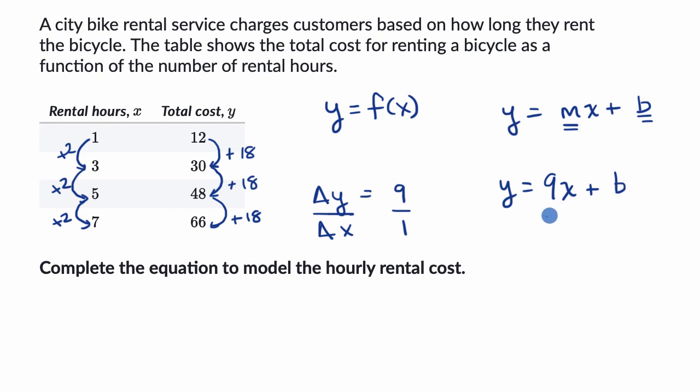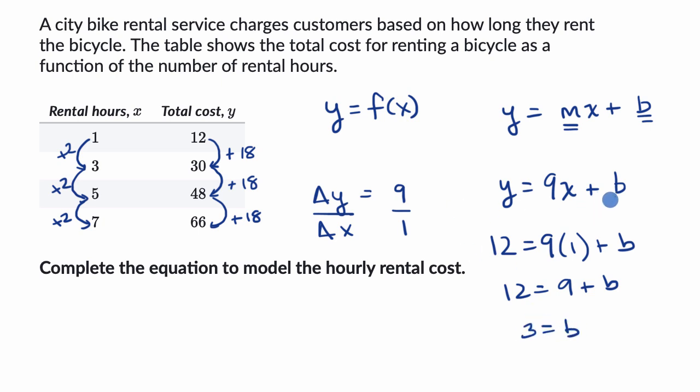And to figure that out, we just have to substitute one of these points. We can say, okay, when x is 1, y is 12. So let's just substitute that. Y is 12 when x is 1. So 9 times 1 plus b, or 12 is equal to 9 plus b. You could do this in your head, or you could subtract 9 from both sides, and you get 3 is equal to b. So our y-intercept is 3, and we get y is equal to 9x plus 3.